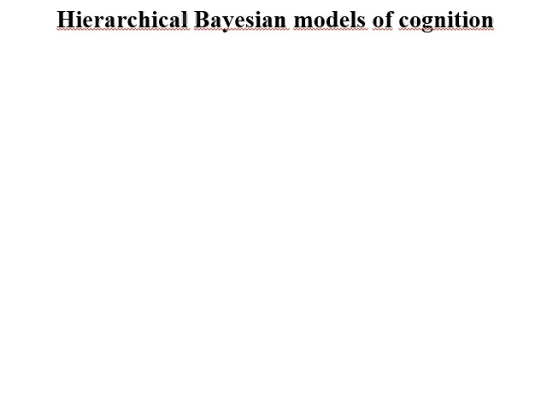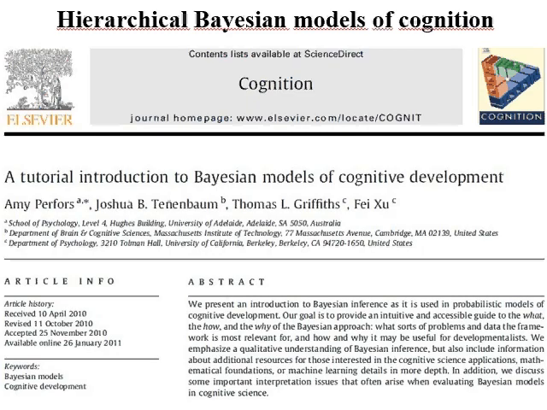The topic is hierarchical Bayesian models of cognition. Most of what I present is based on my interpretation of the paper A Tutorial Introduction to Bayesian Models of Cognitive Development by Perfors et al. If I get anything wrong, it's not their fault.